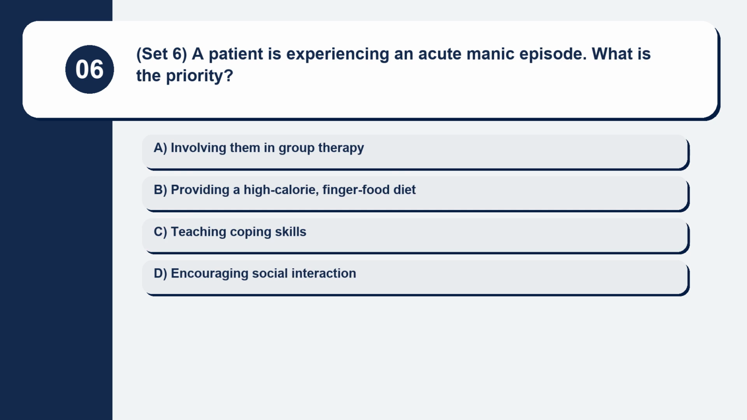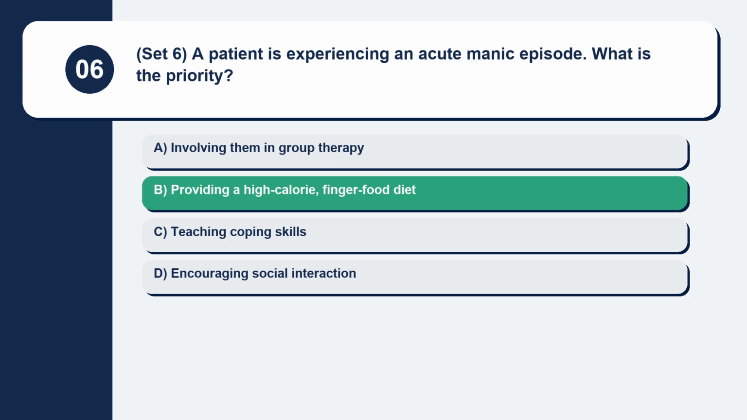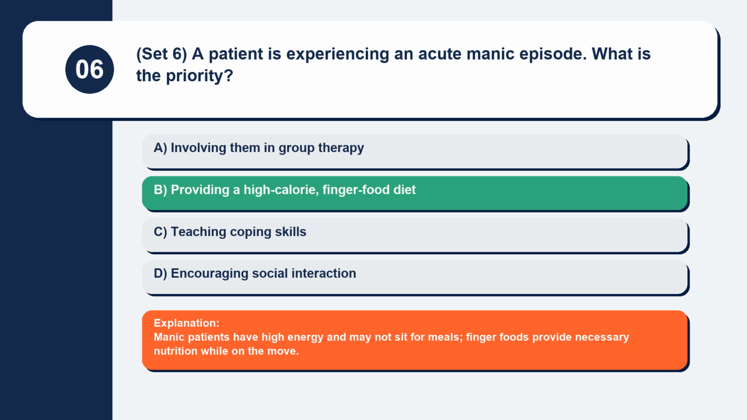Question 6. Set 6. A patient is experiencing an acute manic episode. What is the priority? Involving them in group therapy, providing a high-calorie, finger food diet, teaching coping skills, encouraging social interaction. Manic patients have high energy and may not sit for meals. Finger foods provide necessary nutrition while on the move.